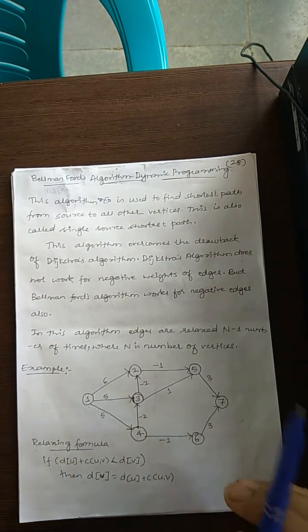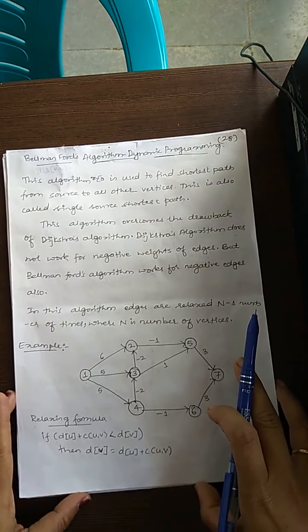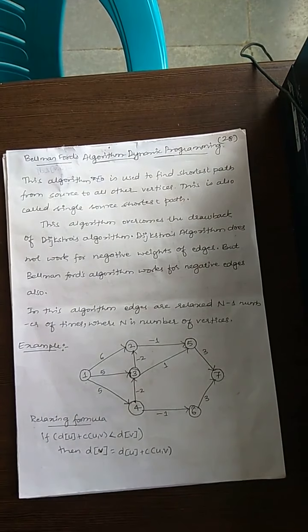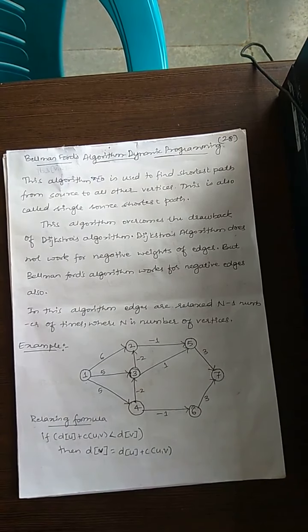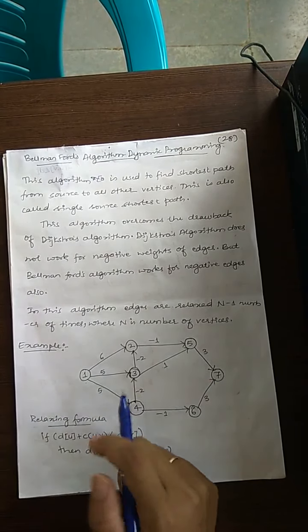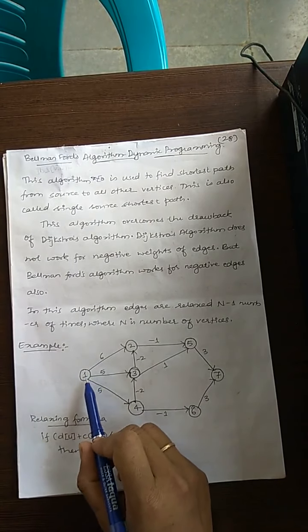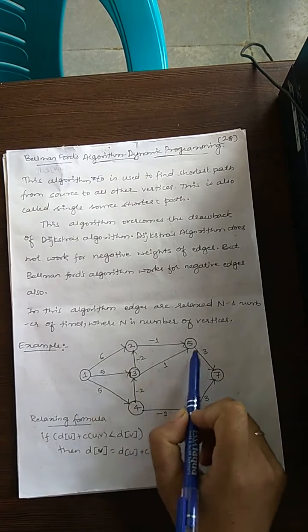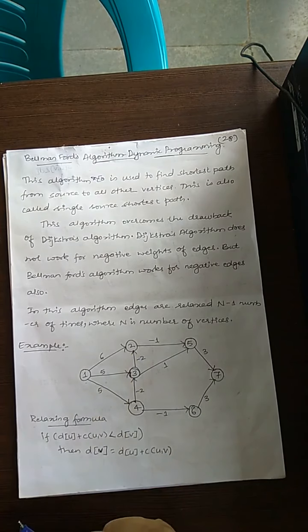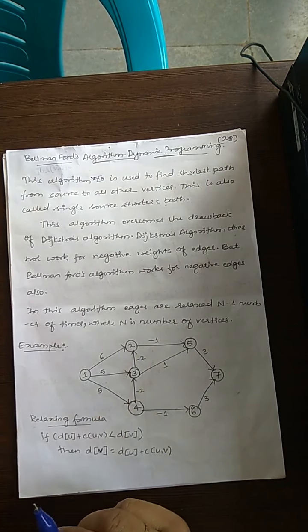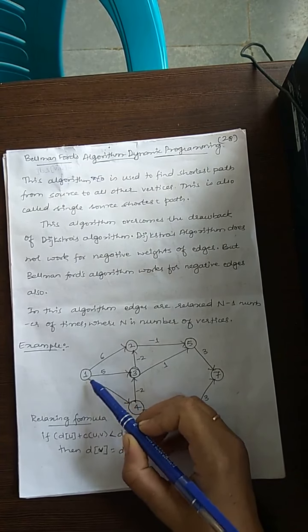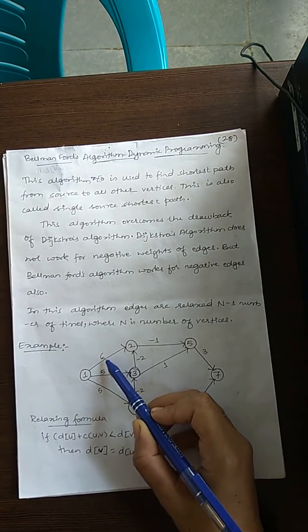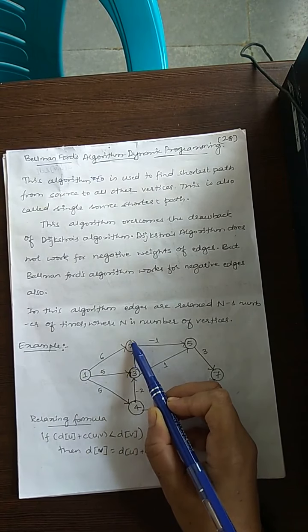What we are going to do here is relax each of the edges n minus 1 times. What is n here? N is the total number of vertices. And what is relaxation? Relaxation means we are finding the weight, or the cost, of that vertex. That is called relaxation. The formula we are going to use is: the cost of the vertex plus the weight of that edge is less than the cost of the next vertex.